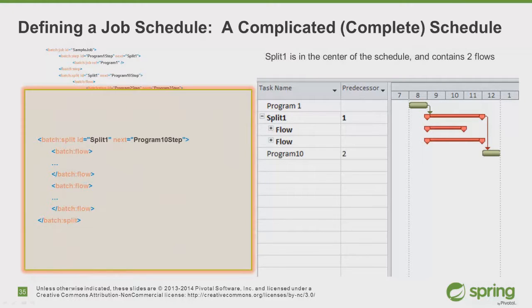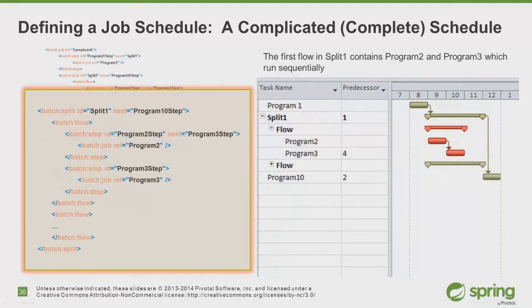So looking inside that, again, at the red bars, we see split 1. And split 1 is made up of 2 flows, and we can see those represented in the XML. Batch flow, some stuff, the end of the batch flow, and then the next batch flow, and then the end of the split. So drilling in a little bit more, we look first, again, represented by the red bars, at the first flow. So within split 1, we have the first flow.